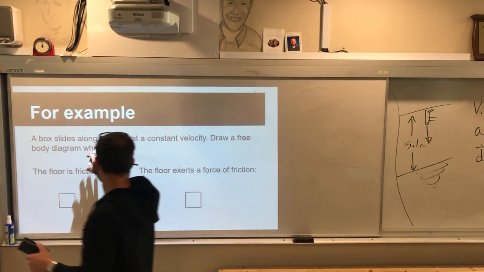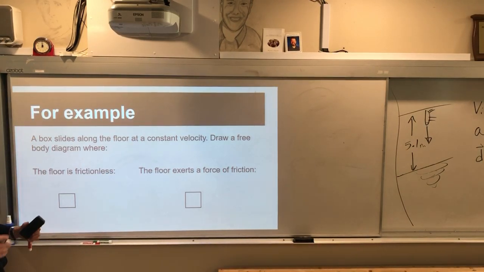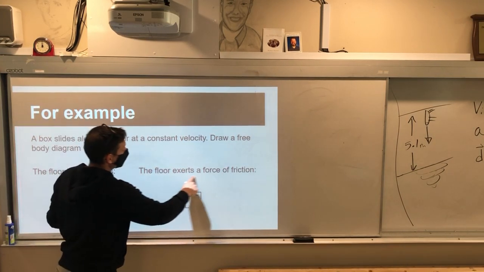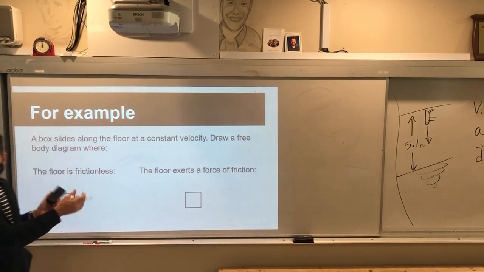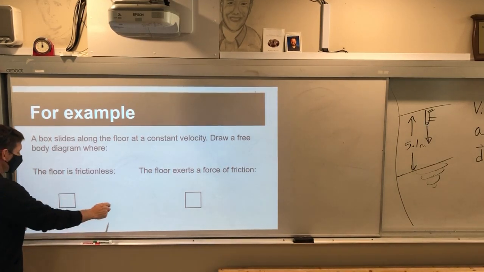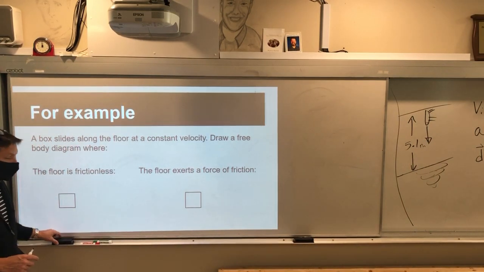Okay? So, try this. You have a box sliding along a floor at a constant velocity. Draw a free body diagram where, first, the floor is frictionless, so no friction. And then the floor does exert a force of friction. Try all the arrows. See what you come up with. It's on a floor, right? So imagine these sitting on a floor. We don't draw the floor in the free body diagram.